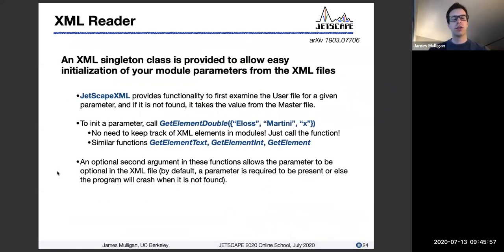And finally, just a useful thing to be aware of if you're implementing your own module is that there is an XML reader. So this is a class which basically allows you to call some simple functions to initialize parameters from the XML file. Okay, and this kind of takes care for you of this machinery to use either the default parameter in the so-called master XML file, or to use the user-defined parameter that overrides that in your user XML file. So all of those mechanics will be taken care of automatically for you, and you can call just some simple functions, kind of giving the path, the location in the XML file. And so this is just a useful thing to know if you're implementing and want to initialize your own parameters in JETSCAPE.